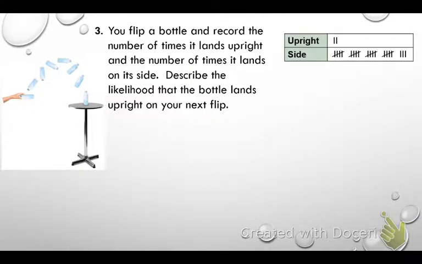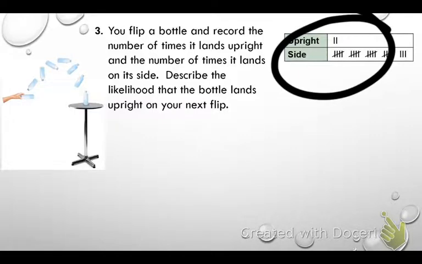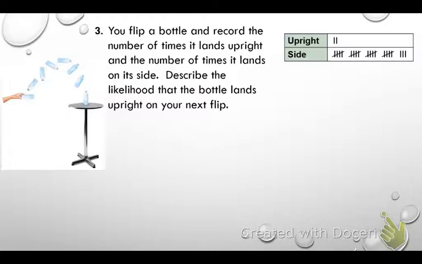All right, number 3. This is something that I have seen happening in the lunchrooms before, sometimes even in our own classroom. You flip a bottle and you record the number of times it lands upright and the number of times it lands on its side. Looking at this picture over here, where is it landing more? On its side, which is true for what I've seen for most people. Describe the likelihood that the bottle lands upright on your next flip, okay?